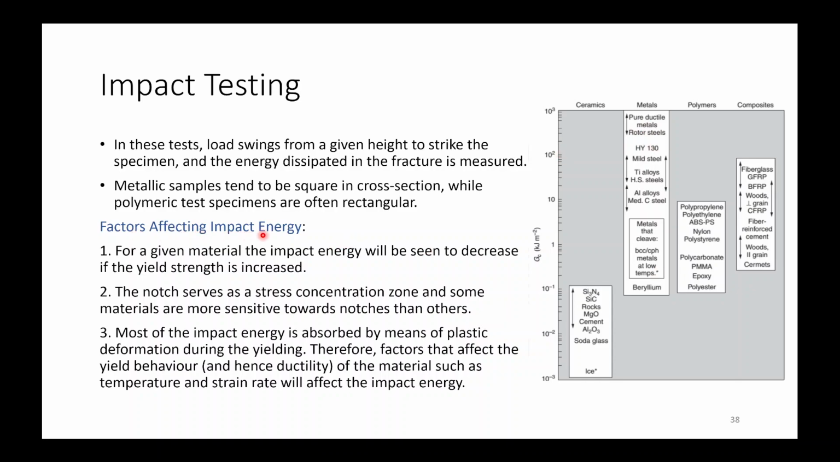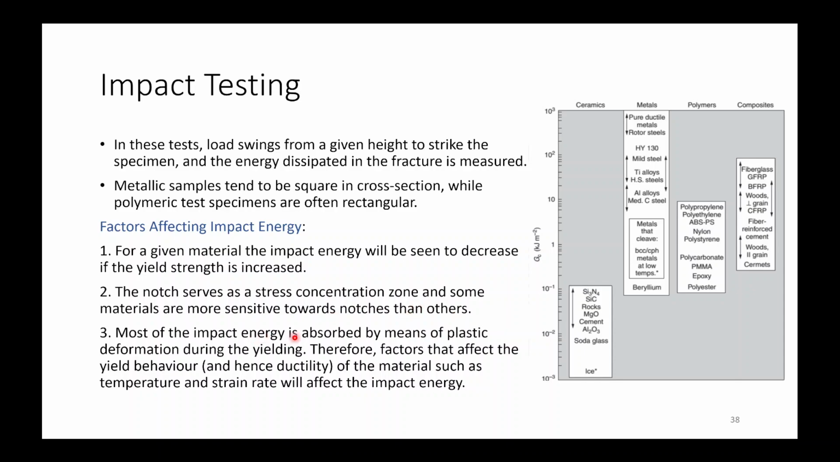Now, factors which affect impact energy. Firstly, for a given material, the impact energy will be seen to decrease if the yield strength is increased. So if yield strength is increasing, impact energy will decrease. And the notch serves as a stress concentration zone. Some materials are more sensitive towards notches than others. If a material is brittle, then it will be highly sensitive compared to a ductile material.